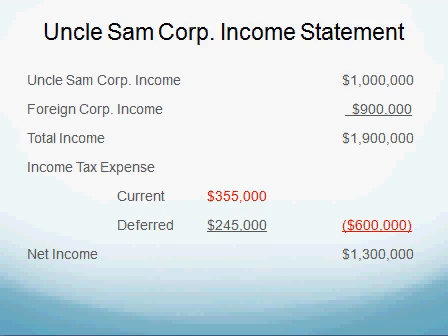Here, we are revisiting the income statement, and you will notice that the current tax expense changes because of the foreign tax credit, thus lowering our income tax by $100,000 from the first example, giving us $355,000 of current tax expense.